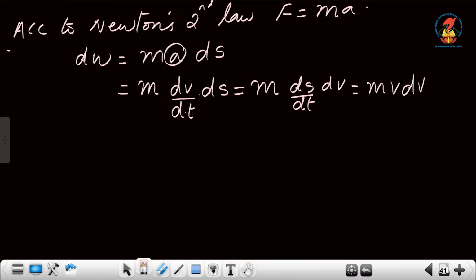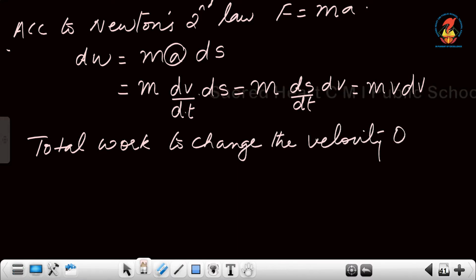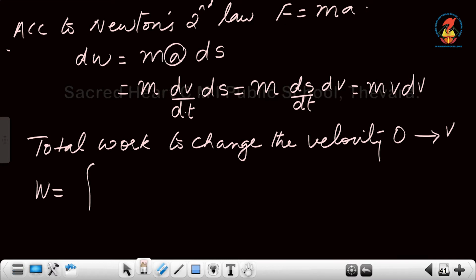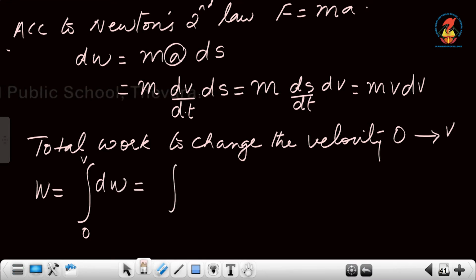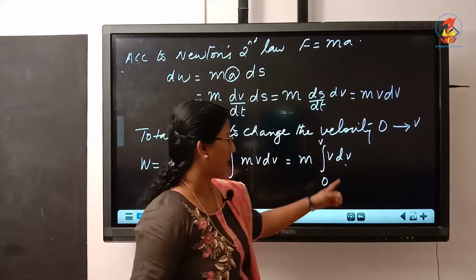Therefore, the total work done to change the velocity from its initial value 0 to final value v is W equal to the integral, from where to where am I changing my velocity, from 0 to v, of dW, which is equal to the integral from 0 to v of m v dv. Now, m is a constant, I can take it outside. So m into the integral from 0 to v of v dv. I am integrating my equation with respect to v. That is why I am writing dv.